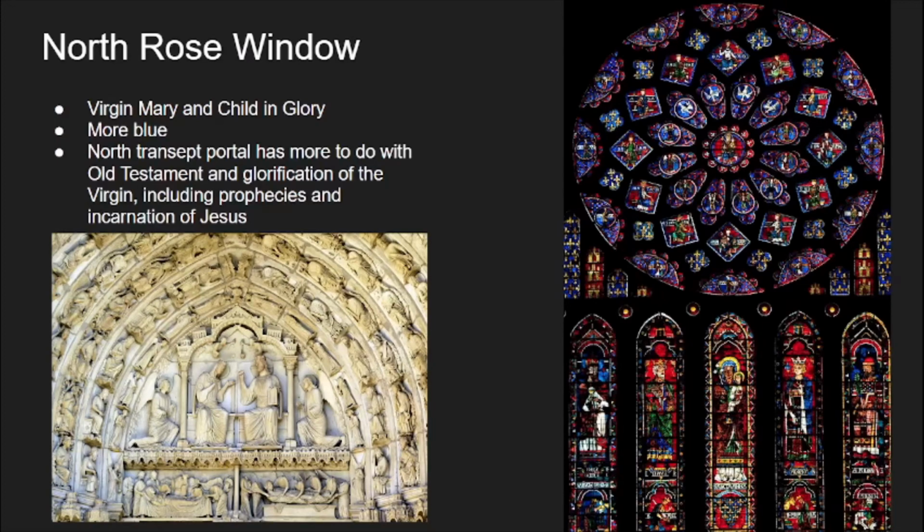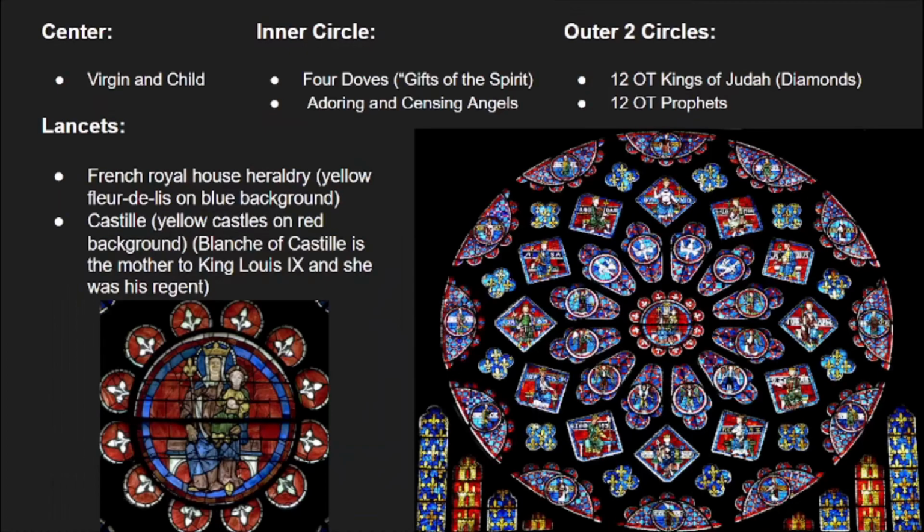On the north transept portal, it's more to do with the Old Testament and glorification of the Virgin, including the prophecies and incarnation of Christ. And here you have the four doves on top, the gifts of the Holy Spirit. We have the adoring and censing angels, so they have the censers, little balls that would let out the smoke, and the evil spirits would go out with the smoke and would help cleanse. And they're encircled by the 12 Old Testament kings of Judah and the 12 Old Testament prophets.